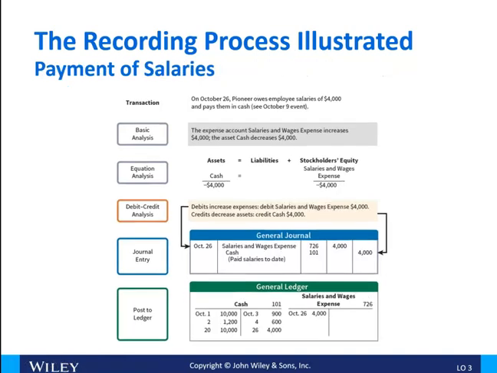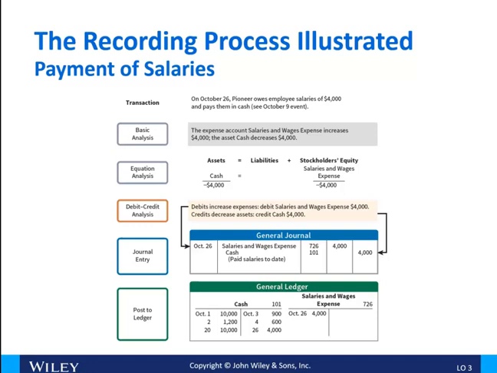Payment of salaries. So October 26th comes along. We're going to pay our employees $4,000. Okay, so we're paying cash out of $4,000, and we're going to recognize the salaries and wage expense because that's what we spent the money on.